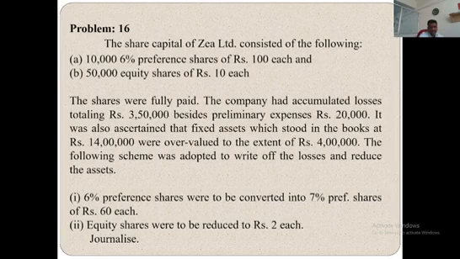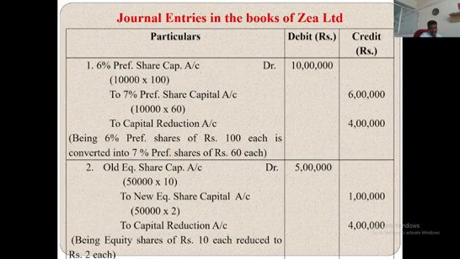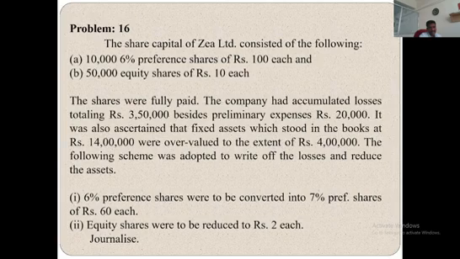Then equity shares were to be reduced to rupees 2 each. Old equity share capital account debit, to new equity share capital, to capital reduction account, because the share value is reduced to rupees 2 each. Reduced from 10 to 2 means 8 rupees reduced per share. So equity shares were to be reduced to rupees 2 each.